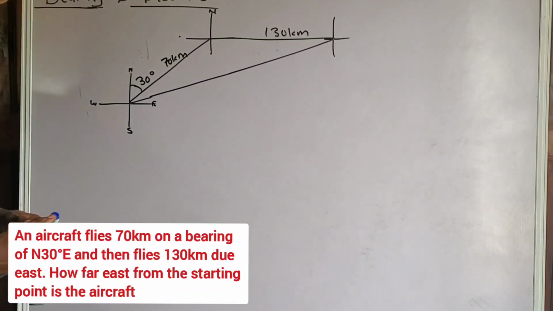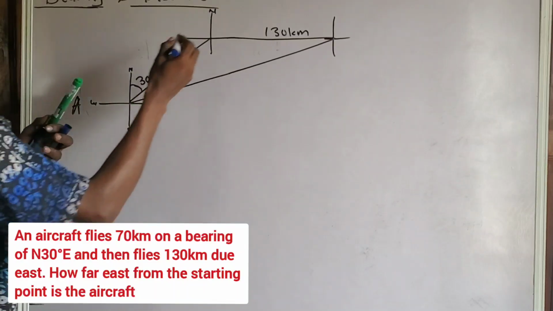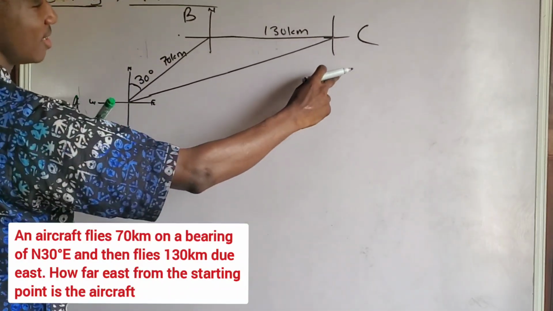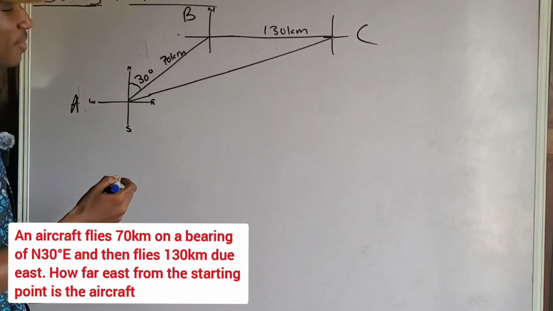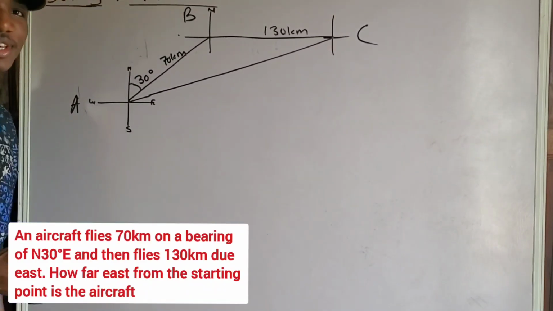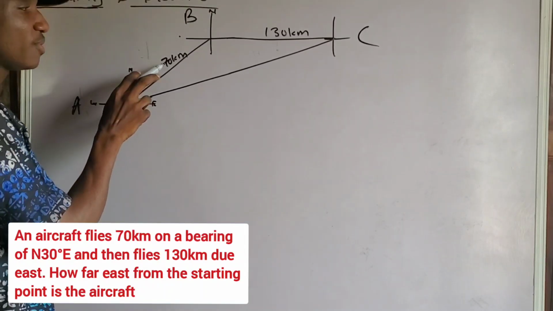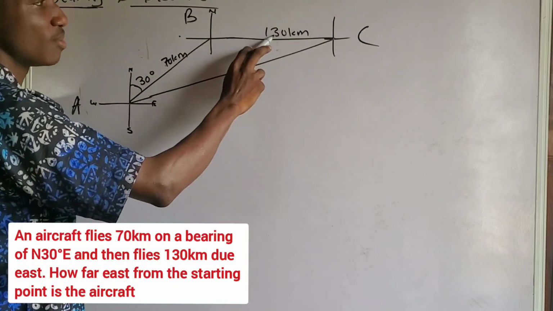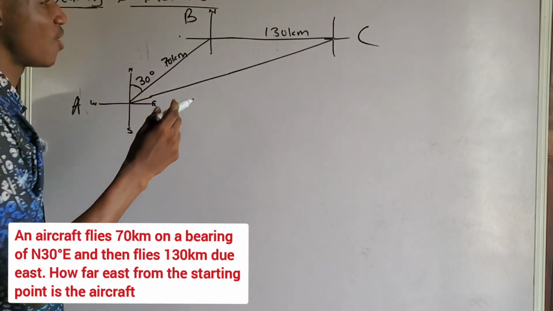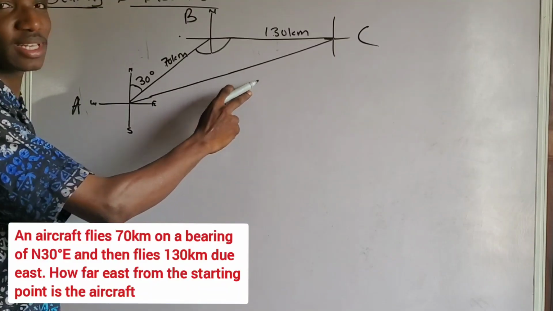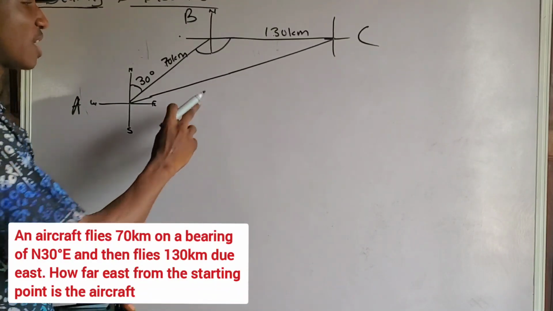Now, pay attention to the question. Let me call this point A. Let's call this one B. Let us call this one C. We are looking for AC. Now, listen. If you want to get the value of AC, are you going to use sine rule or cosine rule? You are going to make use of cosine rule. The simple reason is because you are given this 70 kilometers, you are given 130 kilometers. That is two sides, right? Now, you can determine the value of this angle. And because it is this angle that faces this side, that means that we can easily employ cosine rule to find the value of AC.